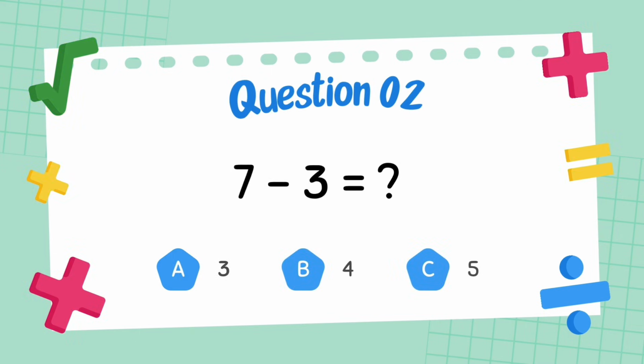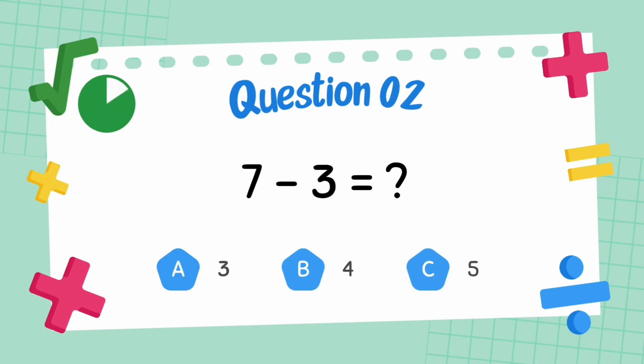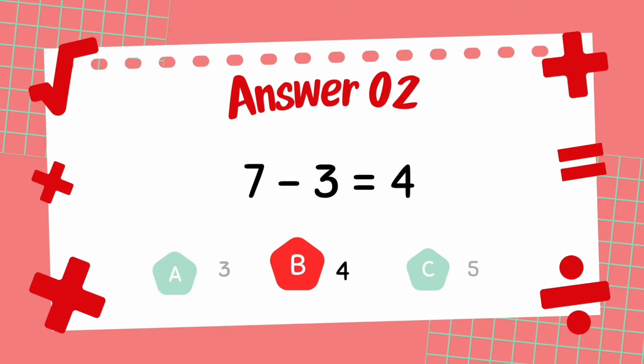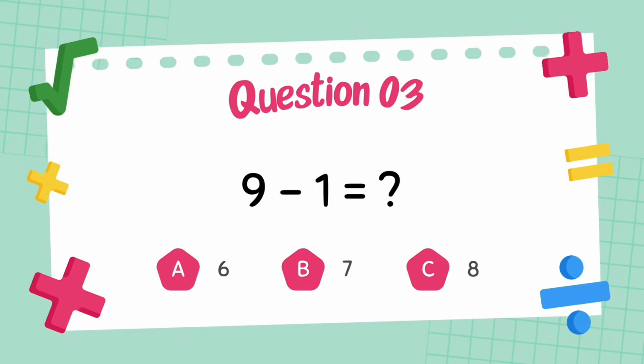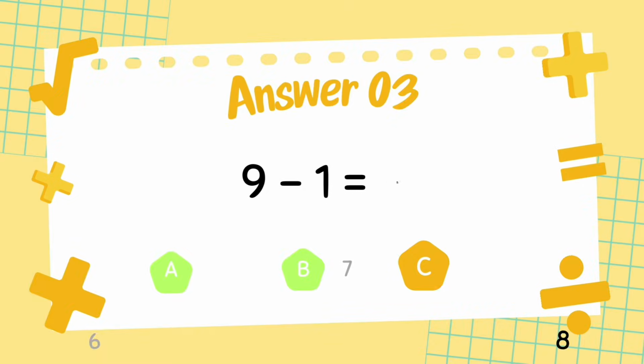What is 7 minus 3? The answer is 4. What is 9 minus 1? The answer is 8.